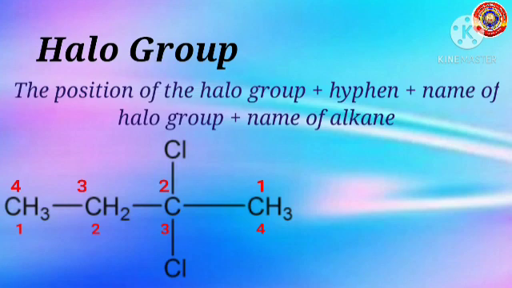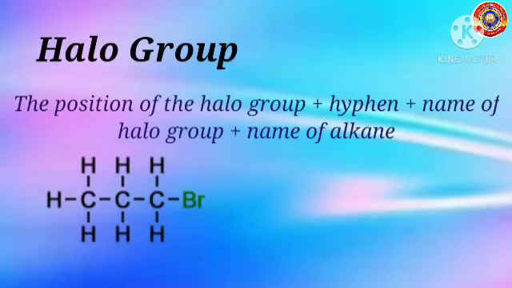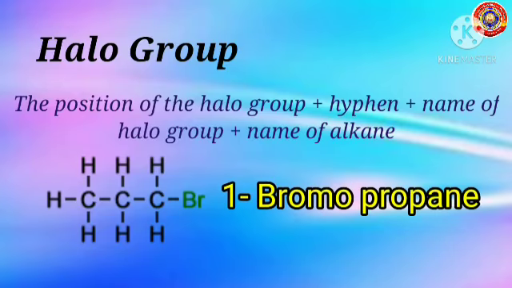So what is the position number of the chlorine? Yes, the position number of the chlorine is 2. Therefore, the position number should be repeated. Hence, the IUPAC name of the compound is 2,2-dichlorobutane. Observe the next compound. Here, the halogen bromine comes instead of hydrogen. So, what will be the IUPAC name? Yes, very good. 1-bromopropane. Why? Because you know that the position of the bromine is in the first carbon atom, right?